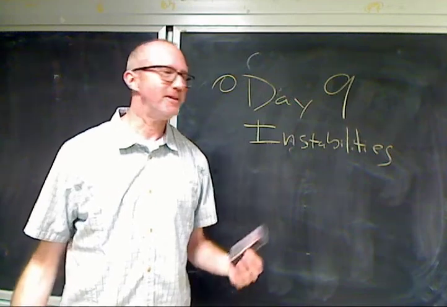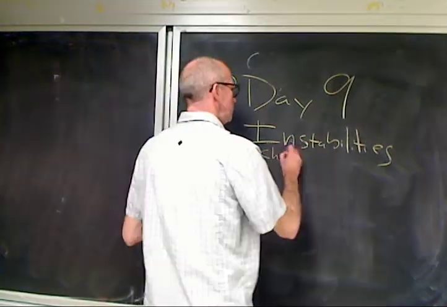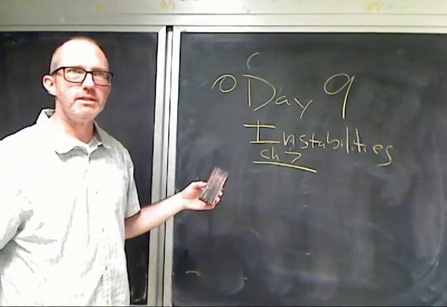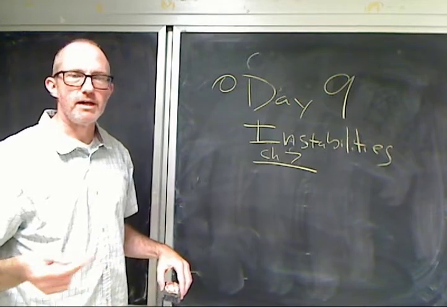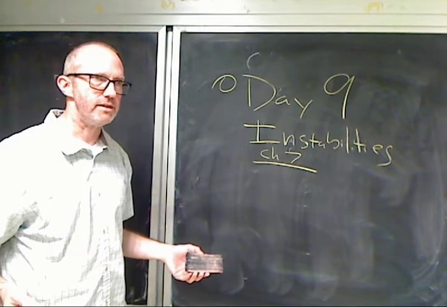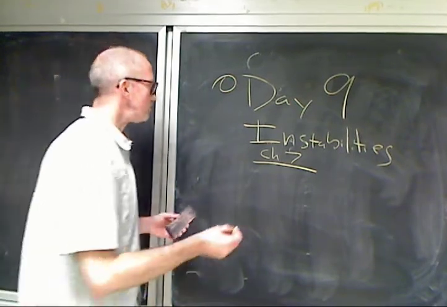All right, now we're going to start. So today we're going to go over instabilities in Chapter 7. And I'm going to do things in a little bit different order than the book does, because the book kind of slaps you with the hard thing right away, and he does it in a different order than I do.